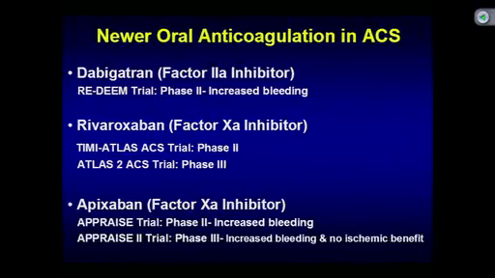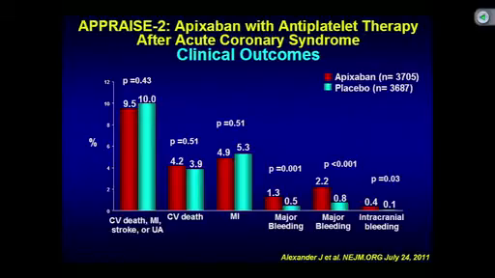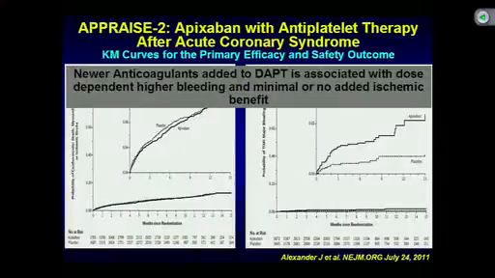Now there is a lot of buzz about the direct oral anticoagulants, the newer dabigatran, rivaroxaban and apixaban, with the various trials that have been shown. But overall what we learned from these trials is that they cause more bleeding, and the classical example is APPRAISE-2: not much effectiveness, higher bleeding, because they were added on top of aspirin and clopidogrel therapy. So to sum it up, the newer anticoagulants in ACS added to DAPT are associated with dose-dependent higher bleeding and minimal or no added ischemic benefit, so they probably will not be beneficial in the future.